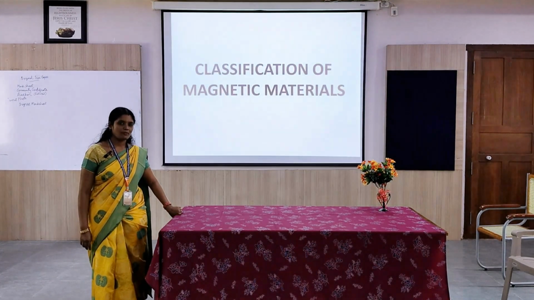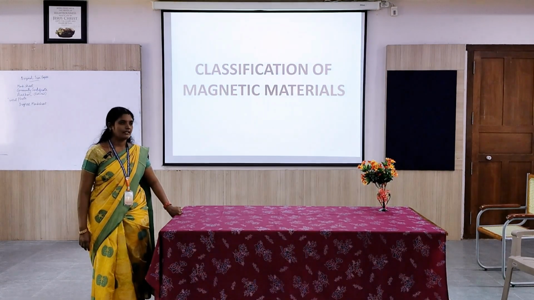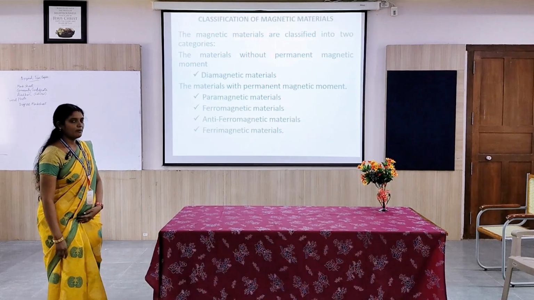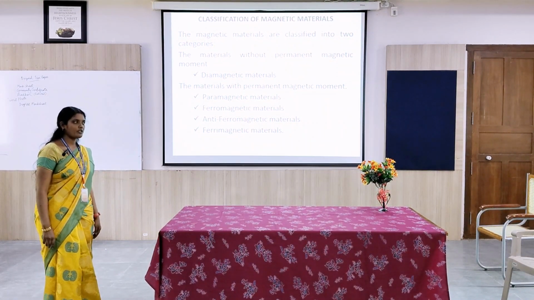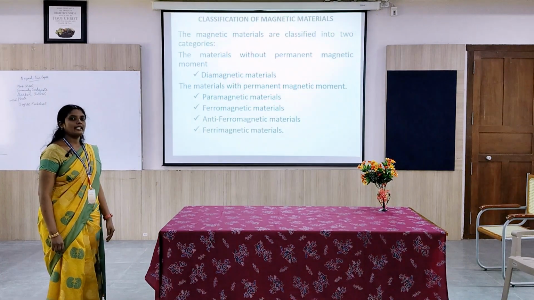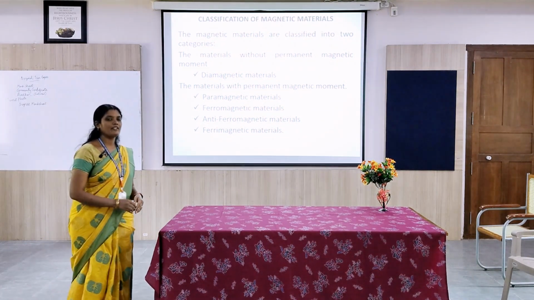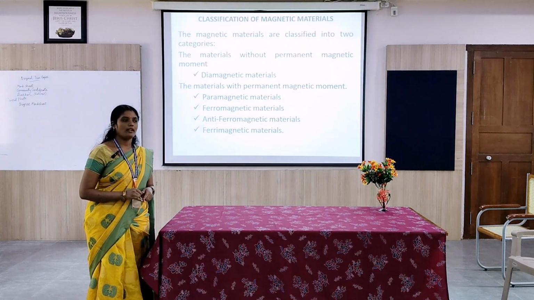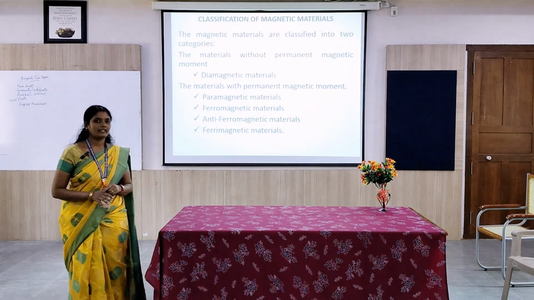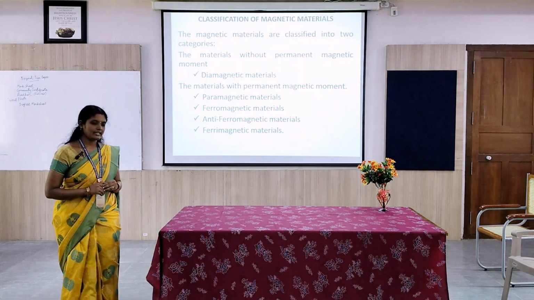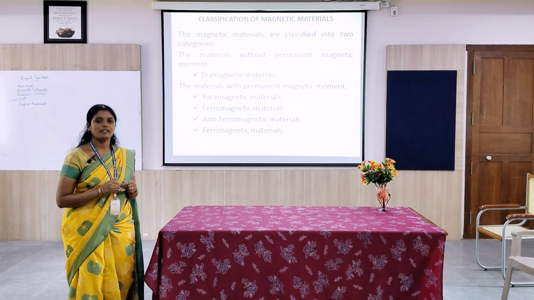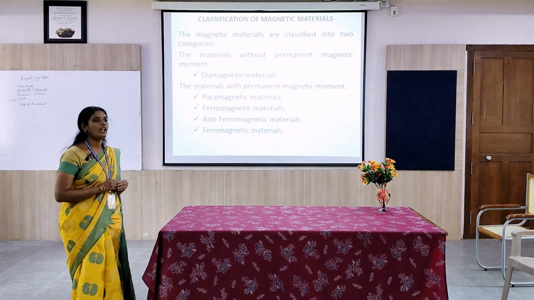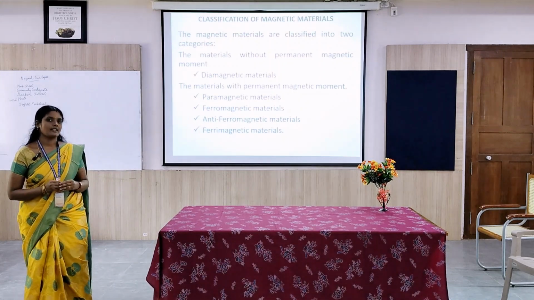Today we are going to discuss the classification of magnetic materials. Different materials behave differently when an external magnetic field is applied. Based on the response to the external magnetic field, materials are classified into five types: diamagnetic, paramagnetic, ferromagnetic, antiferromagnetic and ferrimagnetic materials. Among these, diamagnetic materials do not have permanent dipole moments. The others, paramagnetic, ferromagnetic, antiferromagnetic and ferrimagnetic materials, have their own permanent dipole moments.